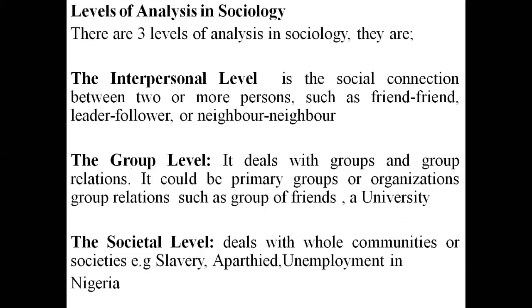The interpersonal level is the social connection between two or more persons, such as friends, leader and follower, neighbors. It's just an interaction between two or more persons. It's not a group, and it's not a large community. So you can see that relationship between a friend and a friend, a leader and a follower, a neighbor and a neighbor.